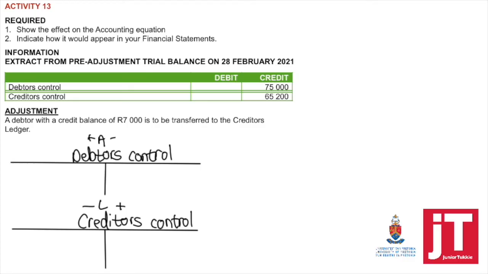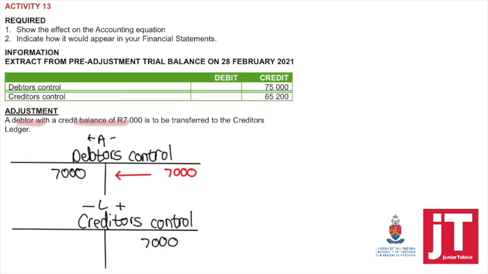So looking at an activity, it's an example where a debtor with a credit balance of 7,000 is to be transferred to the creditor's ledger. So what do we need to do? A debtor with a credit balance means that we will need to debit the debtor's control account so that the creditor's control account can be credited.